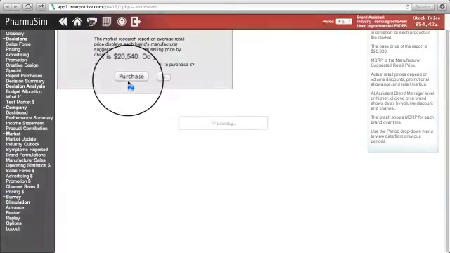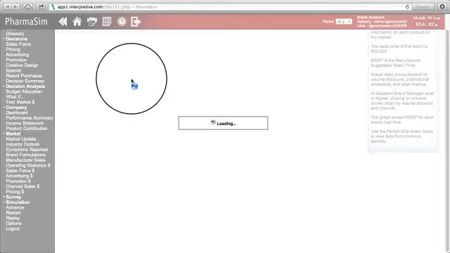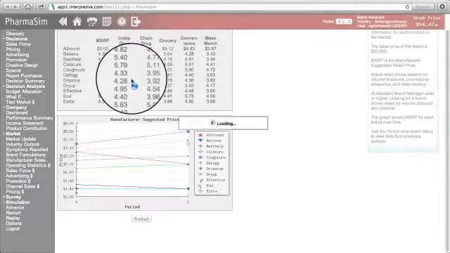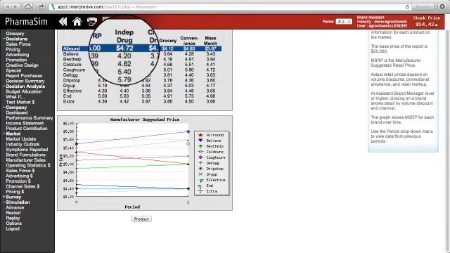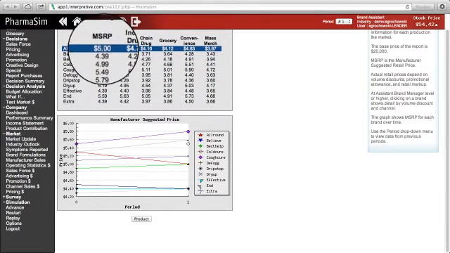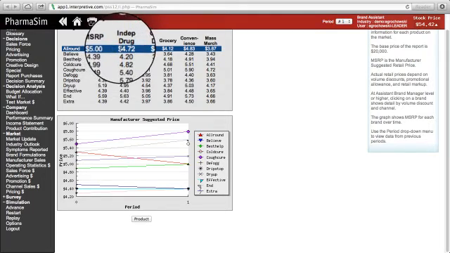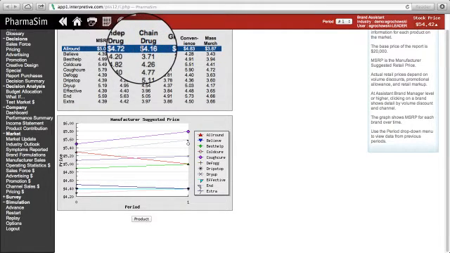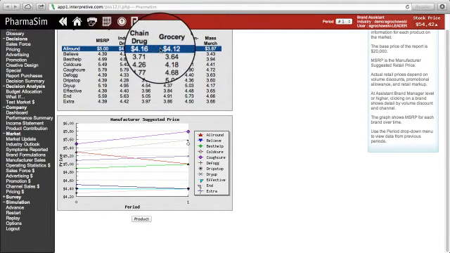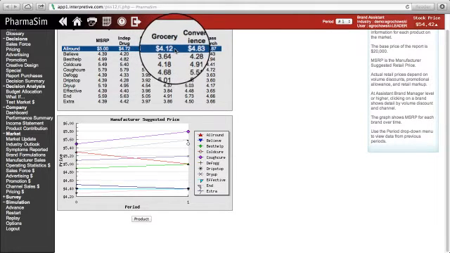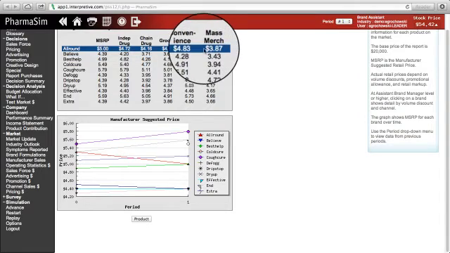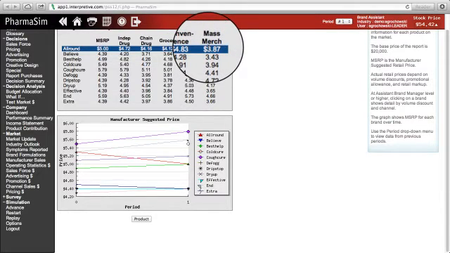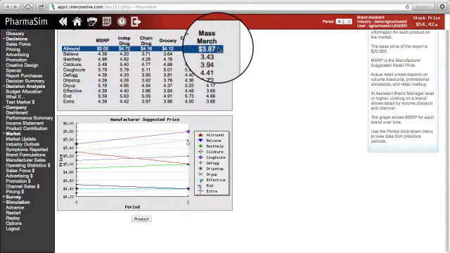I can check out pricing. Again, you're paying, that's coming out of your bottom line, but you can pay for the pricing report. I can see where my retail price is $5. Independent drugstores are selling it for $4.72. Chain drugstores are selling it for $4.16. Grocery stores are selling it for $4.12. Convenience stores are selling it for $4.83. And mass merchandise stores are selling it for $3.87.